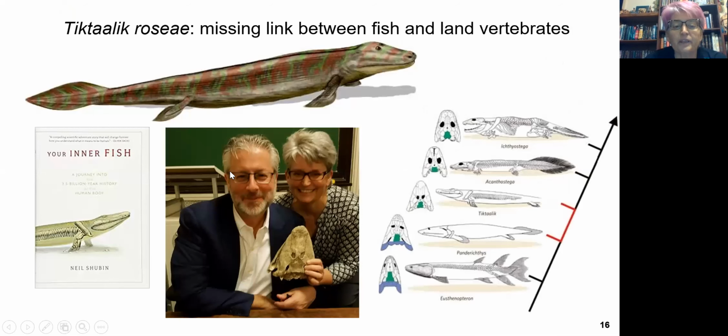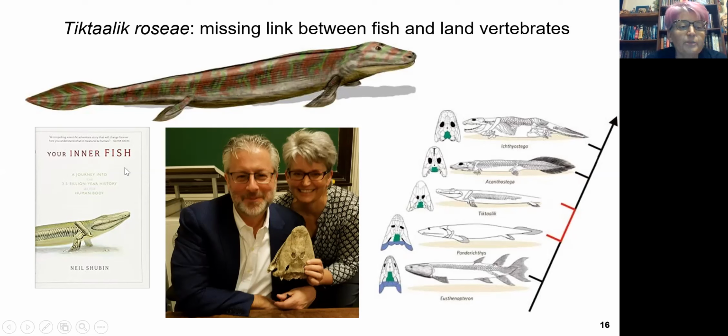So this is me with Neil Shubin, who discovered the fossil of Tiktaalik. That's the actual model of the fossil skull. And this is an artist's rendering of what Tiktaalik roseae, that transitional fossil, would have looked like. You can see it's got this flat head, more like an alligator, but it still has fish fins. Okay, so it's got several characteristics of fish, several characteristics of land vertebrates. It is in between. It's a transitional fossil.